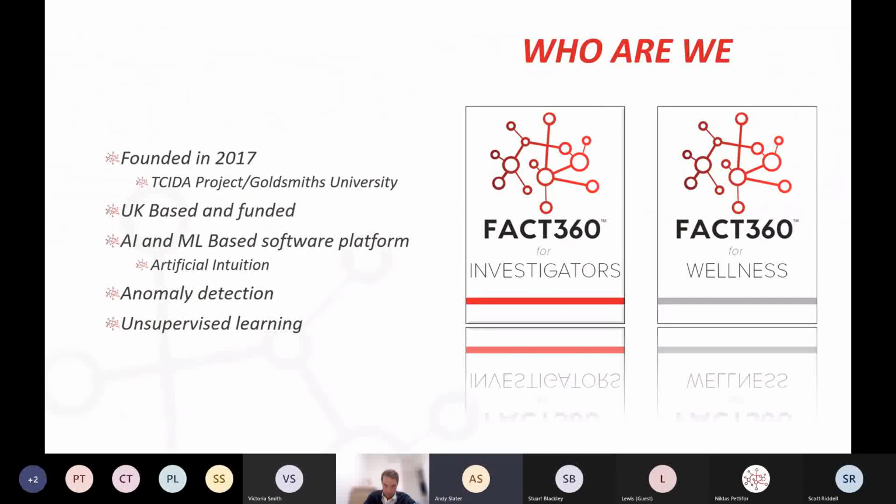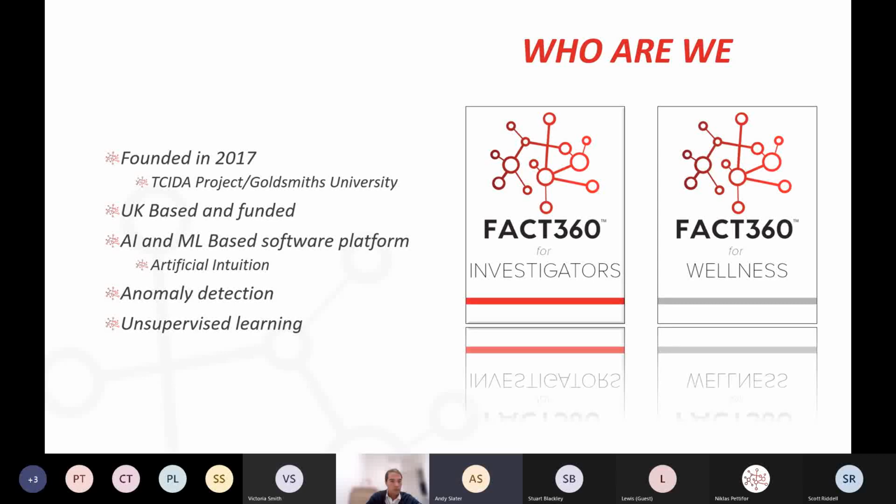So Fact360, we were founded in 2017, and the whole concept of what we deliver was born out of an academic project being run out of Goldsmiths University. That was a program where they built an AI platform that could identify anomalies in digital communications. Towards the end of 2018, Paddy took over the funding of that project within the university. And then in March of last year, we brought across the entire project, the IP and all the team, the development team, into Fact360, and that's when we were born.